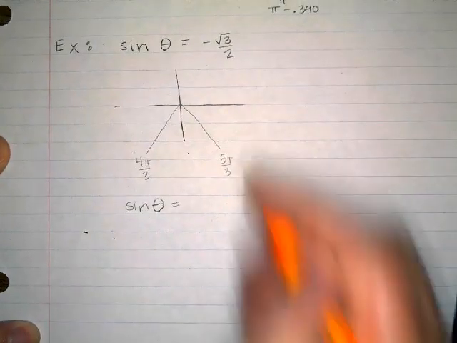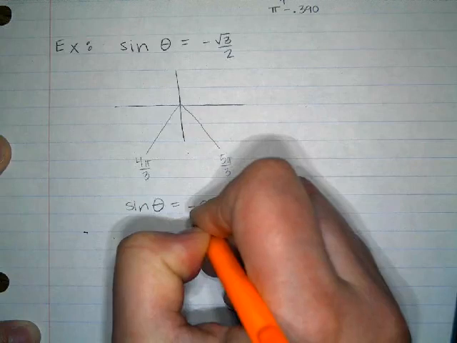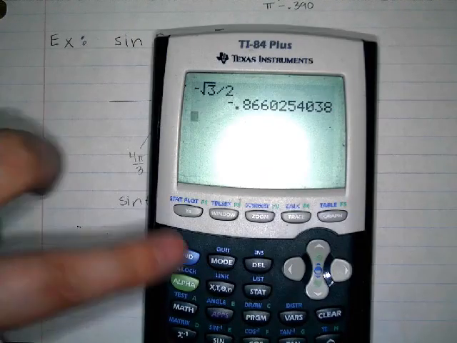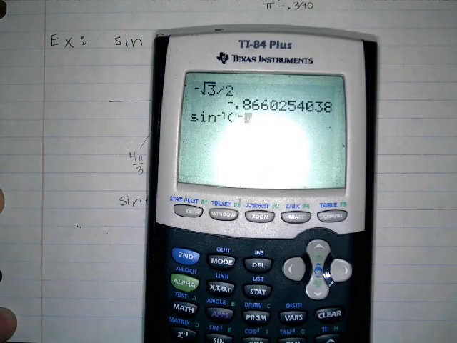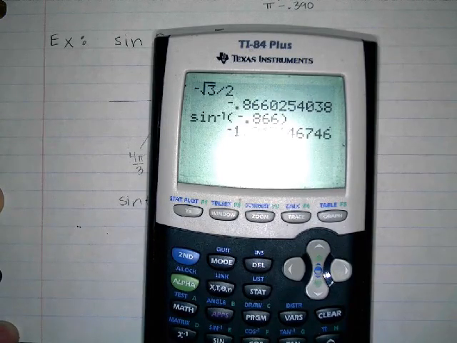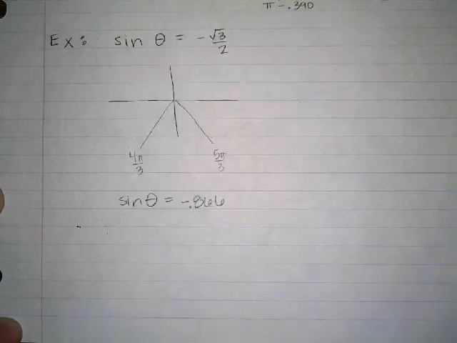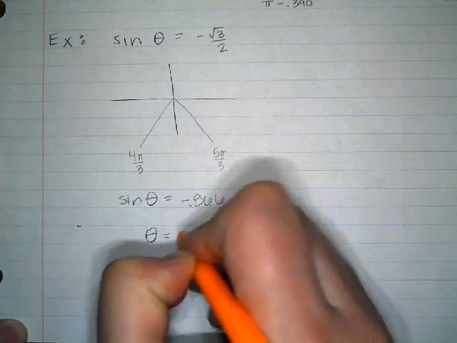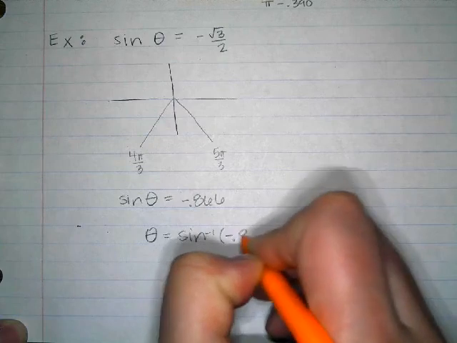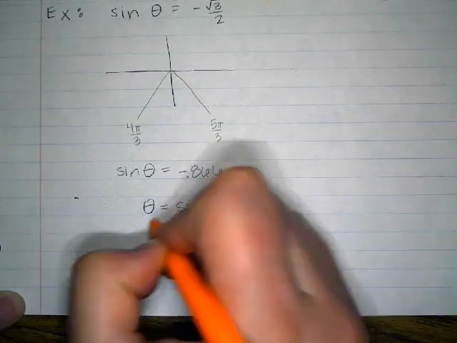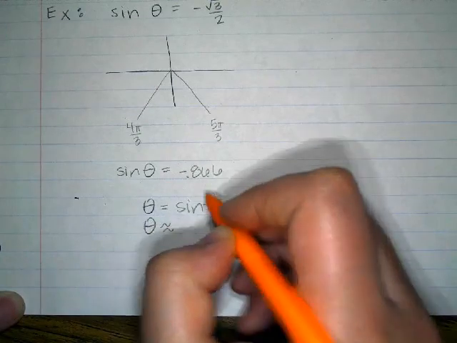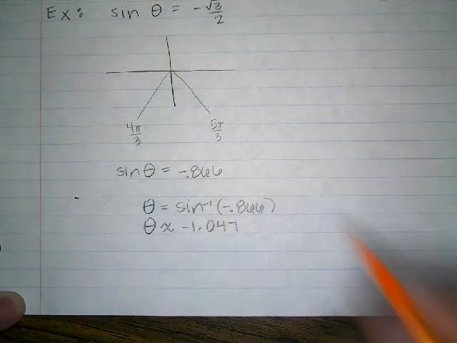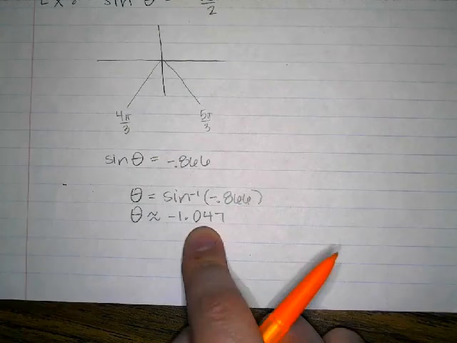Okay, so we know the answers. We already found them with our eyes. Now we're going to go back. We're going to find them with our calculator. So sine inverse of negative 0.866. Okay, negative 1.047. So theta equals sine inverse of negative 0.866. And the answer that I got is negative 1.047. Okay, now we said in our original instructions that the answer had to be between 0 and 2 pi.